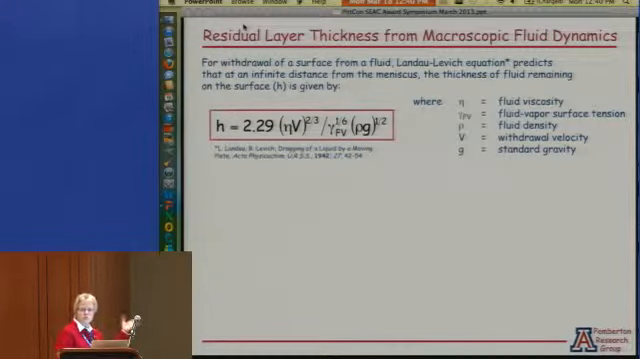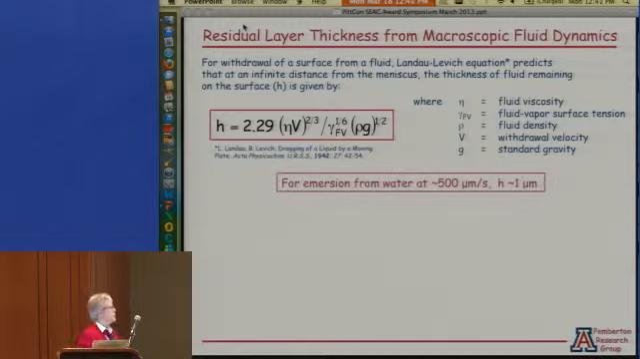And this equation has been used to successfully predict, in dip coating, the thicknesses of layers that are withdrawn in dip coating procedures. But in fact, if you take this equation and our system, for the withdrawal velocities that we're using, typically on the order of several hundred microns per second, this relationship predicts that the thickness we should be withdrawing is on the order of 1 micron, okay?